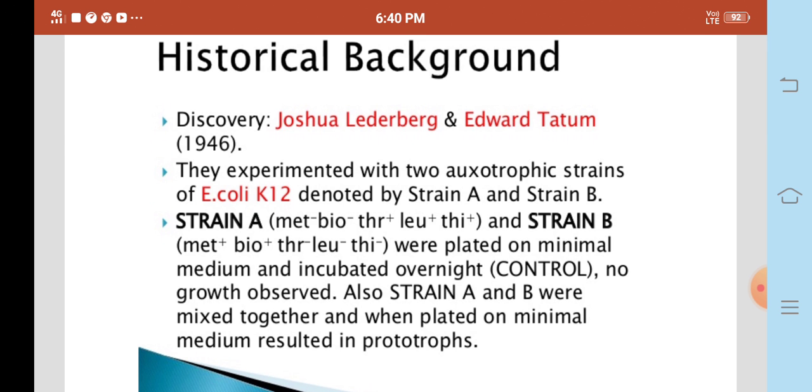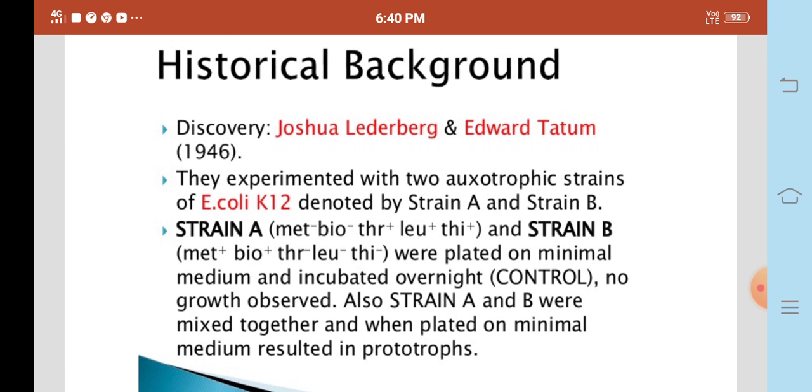Strain A and strain B were plated separately on minimal medium and incubated overnight. No growth was observed. Also, strain A and B were mixed together and when plated on minimal medium resulted in prototrophs. Prototrophs are self-sufficient producers.